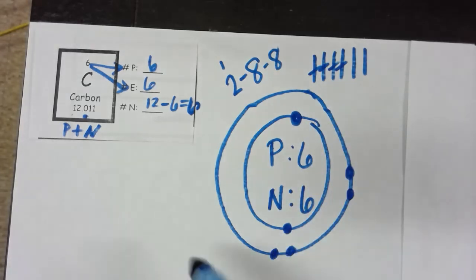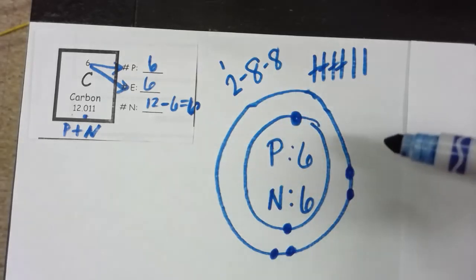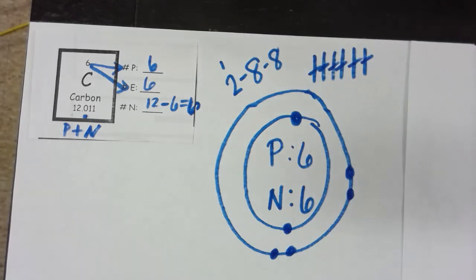Remember, you do not have to fill up the whole shell. If you don't have enough, you just leave it exactly where it is. And now you've built a Bohr model of carbon.